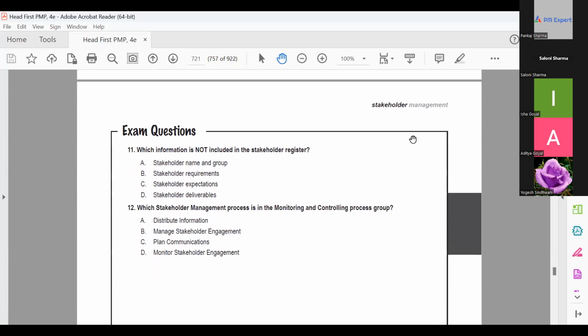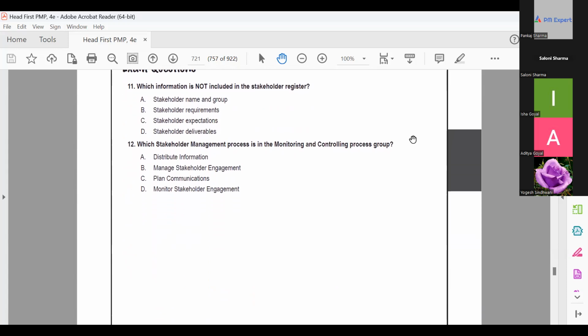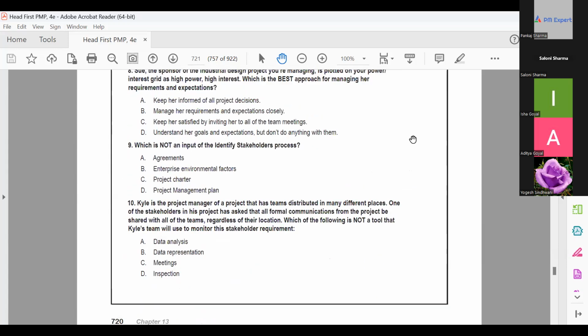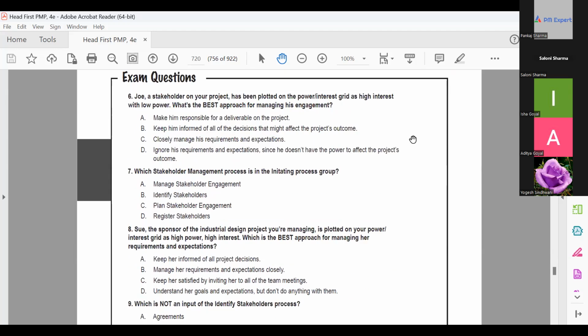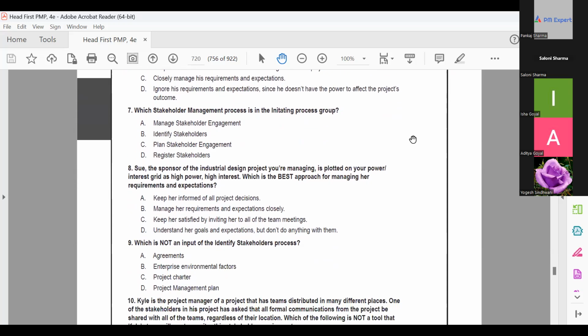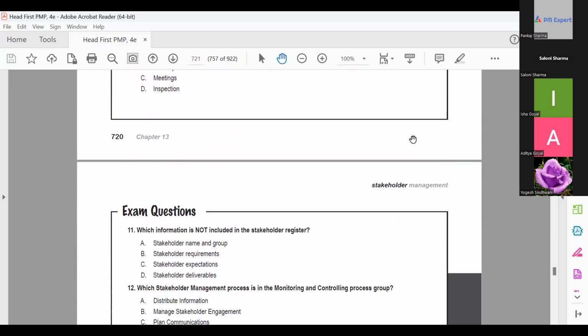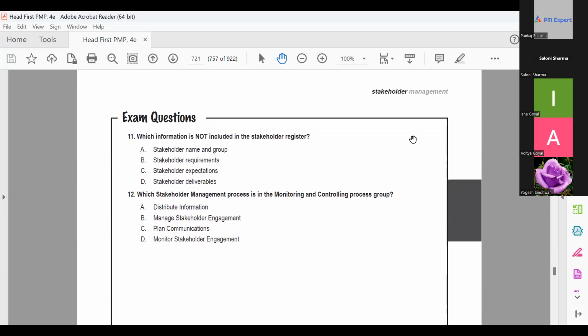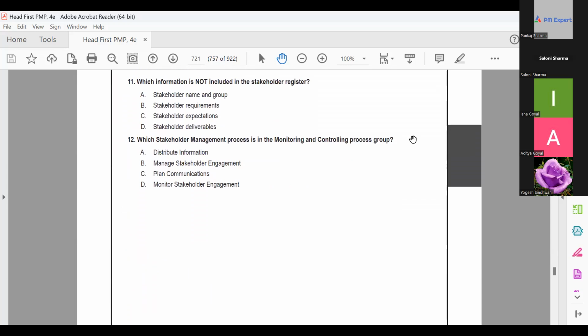10th I'm removing, so not needed. In fact, Pankaj, what about 7? 7 is also stakeholder management. 7 is not needed, right? They're outdated questions. Process groups are not part of the current curriculum, right? So I'm removing it. 11th is also not needed, but still, you can answer it. Which information is not included in stakeholder register? Stakeholder deliverables are part of scope statement. Right, so, but again, not needed. This type of questions are obsolete now, right?